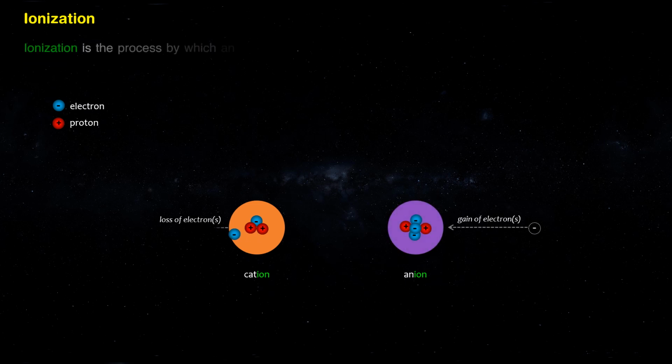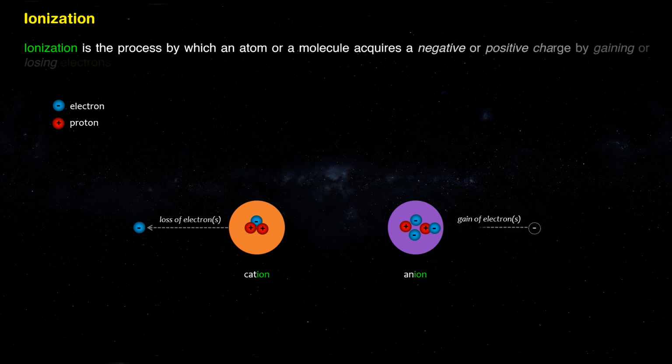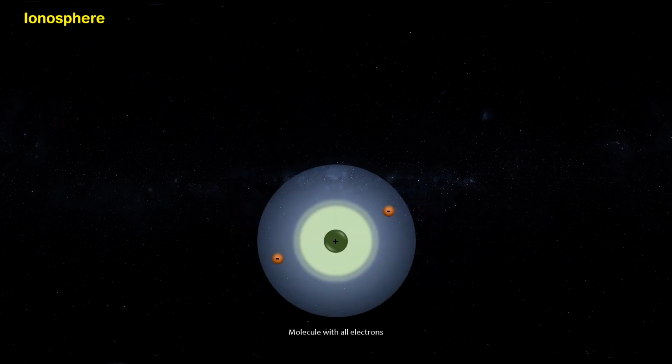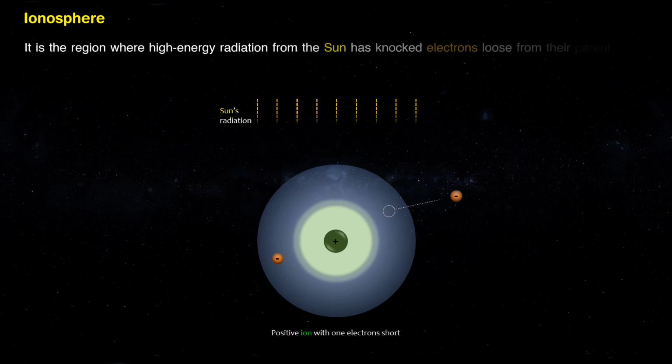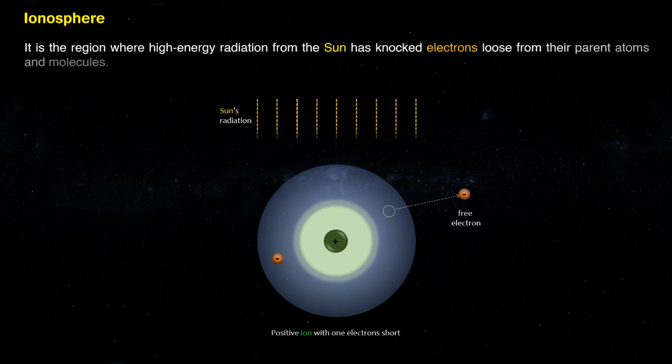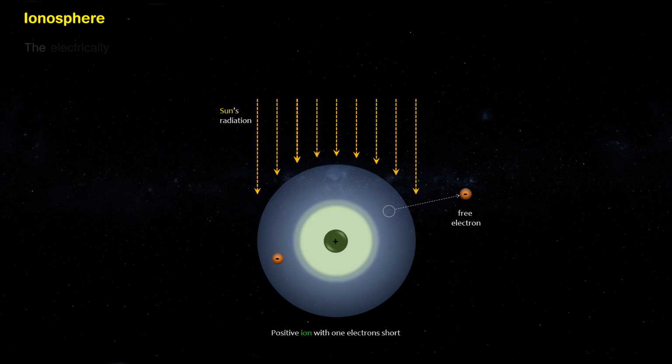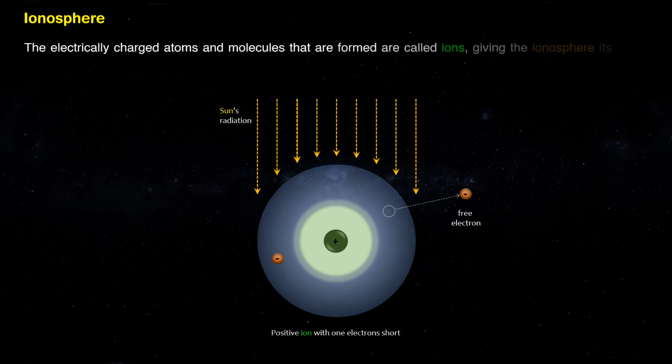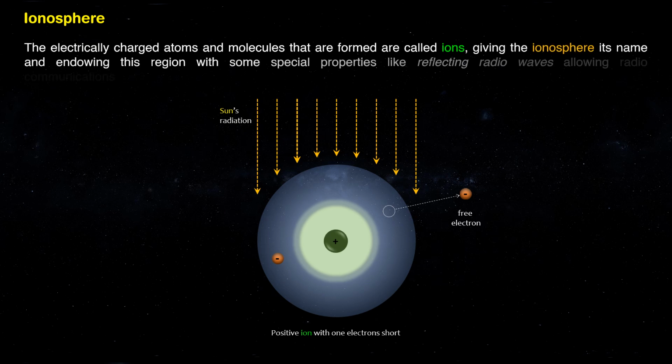Ionization is the process by which an atom or a molecule acquires a negative or positive charge by gaining or losing electrons. Ionosphere. It is the region where high-energy radiation from the Sun has knocked electrons loose from their parent atoms and molecules. The electrically charged atoms and molecules that are formed are called ions, giving the ionosphere its name and endowing this region with some special properties like reflecting radio waves allowing radio communications.